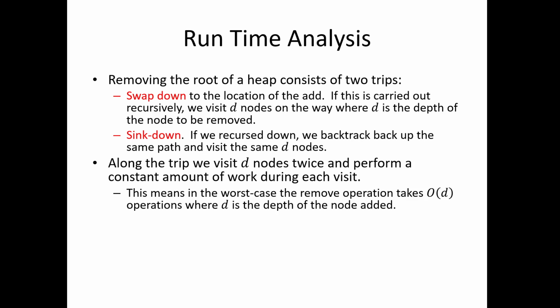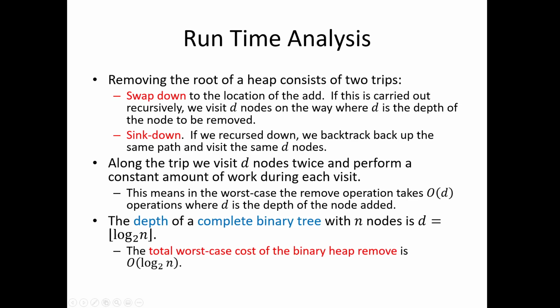So again, along these trips, we're going to visit these nodes potentially twice along the way. And again, we're only doing a constant amount of effort at each visit. So the worst case runtime of our remove then is going to be order of D, or order of the number of nodes that we visit in our traversal. Again, using the same principle as before, the depth is going to be logarithmic, so the cost of doing our remove operation is also going to be logarithmic.